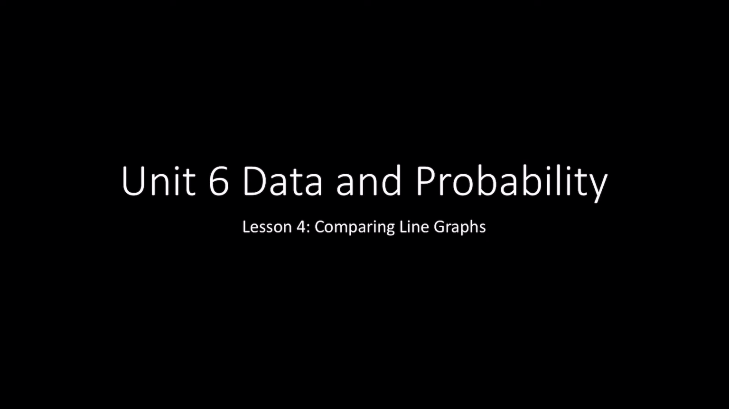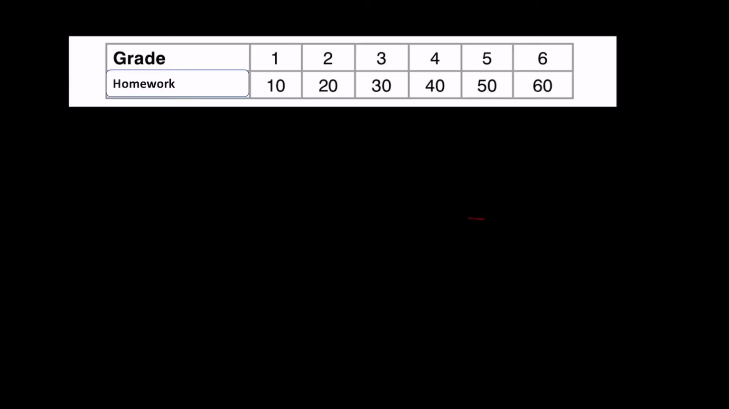Welcome back. We are comparing line graphs. Now, looking at this chart, I have grade and I have homework, and we're looking at how they correlate to one another. So in grade 1, we're expecting a grade 1 student to have about 10 minutes, grade 2, 20, all the way up. So what is the trend that you're seeing here?